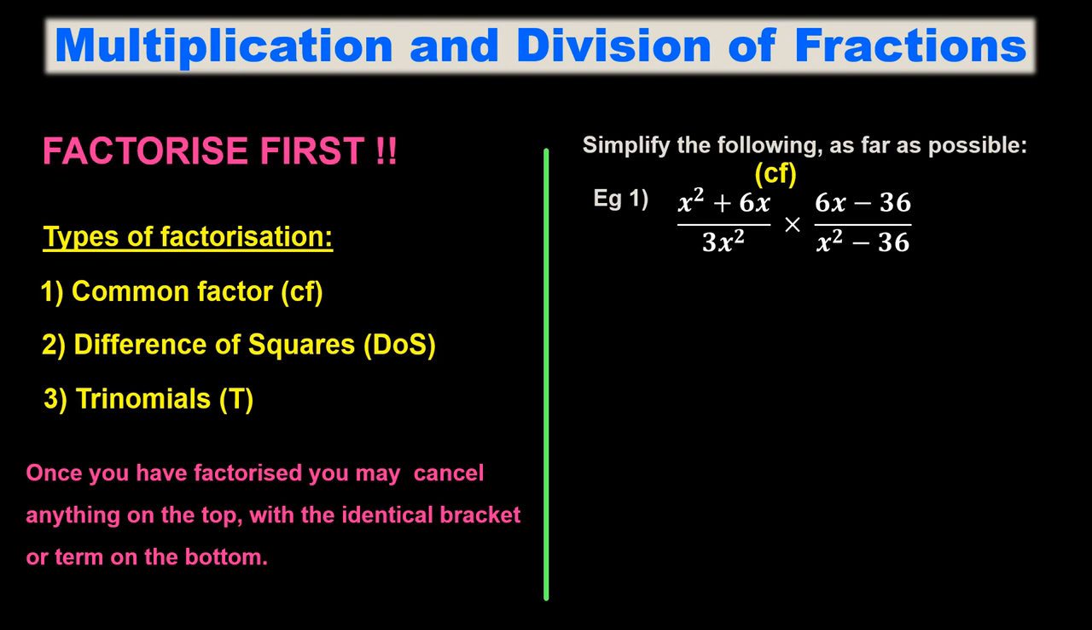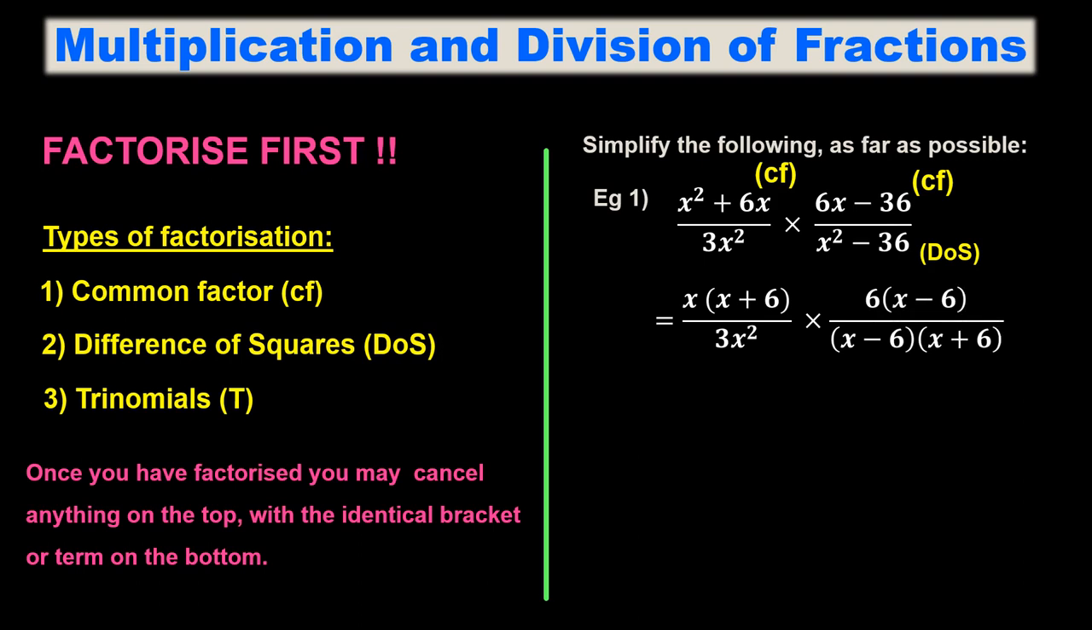So in that first fraction, I can see in the numerator, I can take out a common factor. The common factor would be x. 3x squared remains the same. If I move to the second fraction, in the numerator, I could take out a common factor of 6. And the denominator would be difference of squares. So if we apply those methods of factorization, we end up with x times x plus 6 in the first fraction over 3x squared, multiplied by 6, and in brackets x minus 6. The difference of squares factorizes to x minus 6, x plus 6.